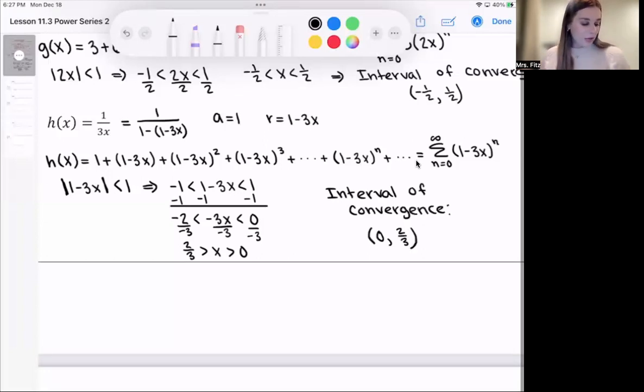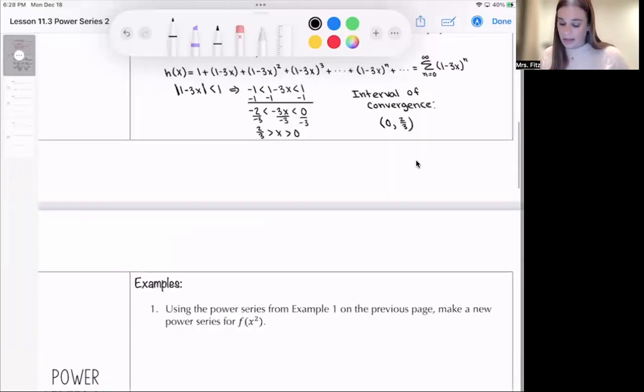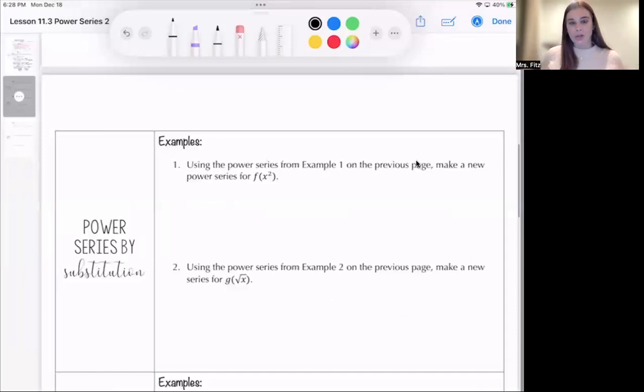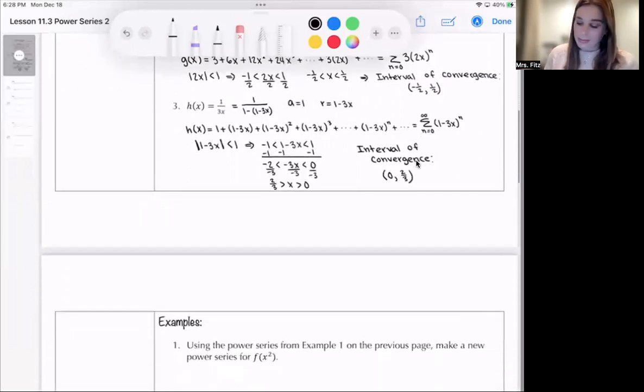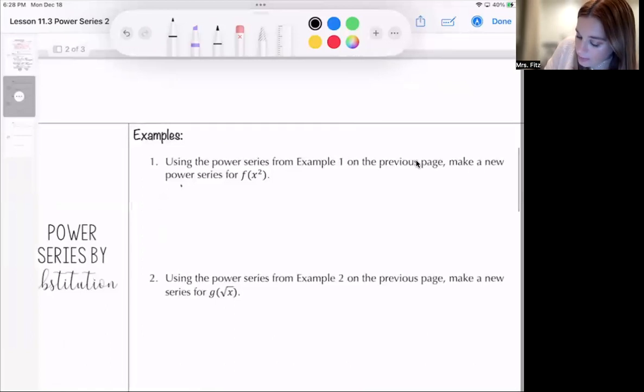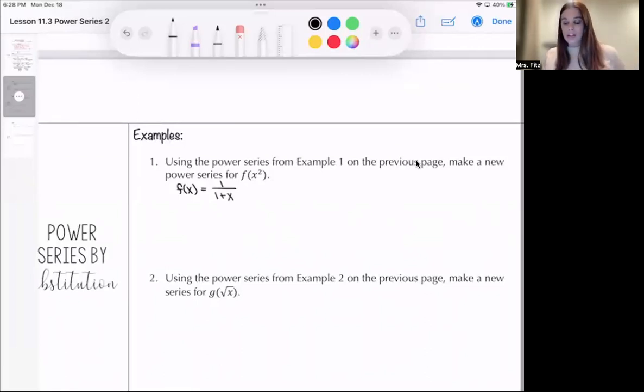Okay, so let's go ahead and move on to power series by substitution. So we're gonna use the power series from example 1 in the previous page to make a new power series for f of x squared. So looking at example 1, that was f of x equals 1 over 1 plus x. So if f of x equals 1 over 1 plus x, then we can actually write that f of x squared would be 1 over 1 plus x squared.